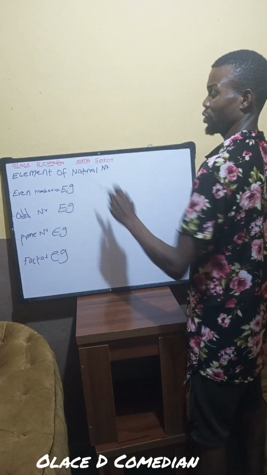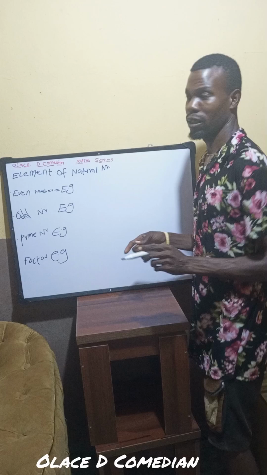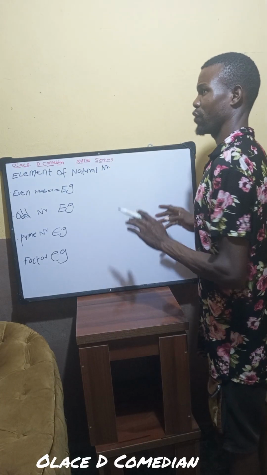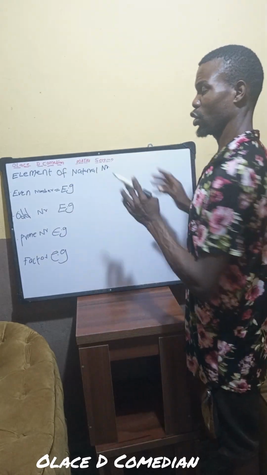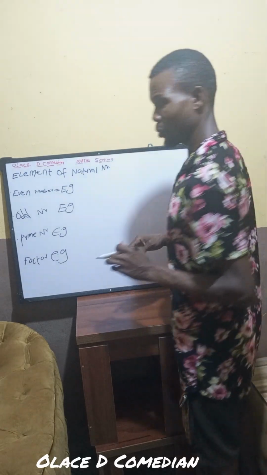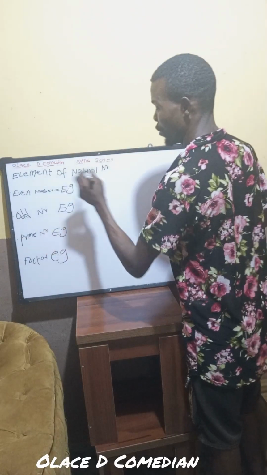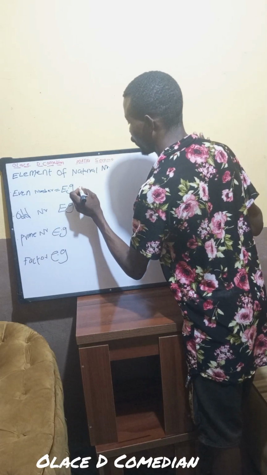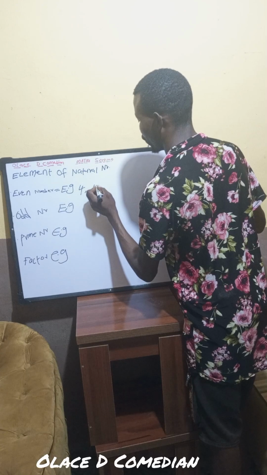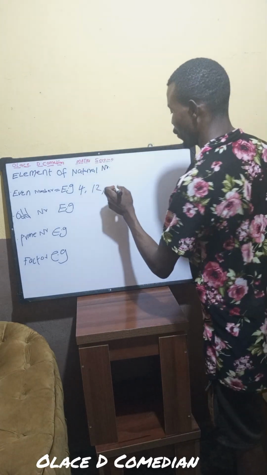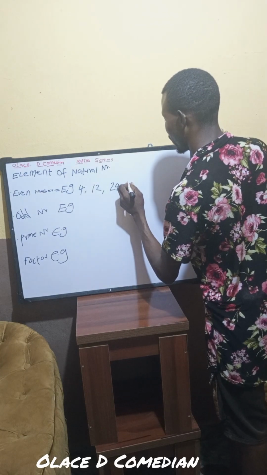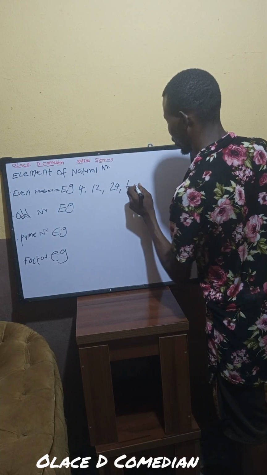Even numbers are numbers that can be divided by 2 without remaining anything. 2 can just divide it, each one carries its own without any figure remaining. What are examples of even numbers? We have 4, 12, 24, then we still have 6, etc.